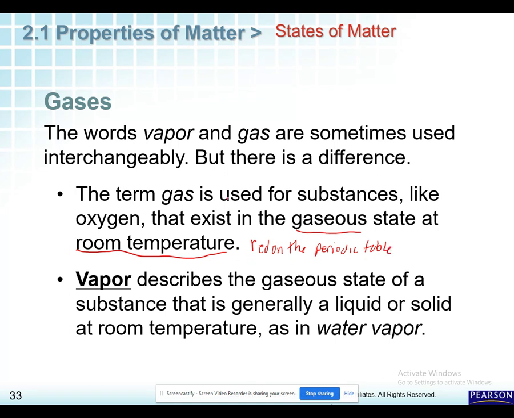For example, some things that are gases at room temperature are carbon monoxide, oxygen, nitrogen, things like that. A vapor is when something can be a gas. However, at room temperature, it is a liquid or a solid. So it's a liquid or solid at room temperature. So water, if you boil it and it becomes a gas, you wouldn't say, oh, water gas. It would be water vapor.